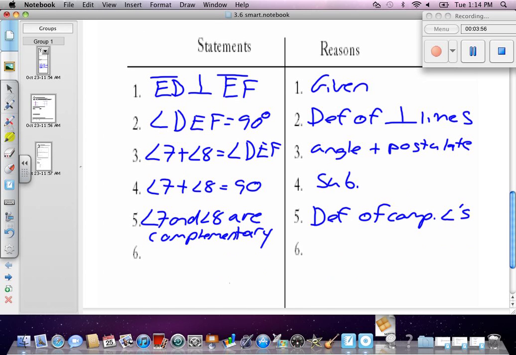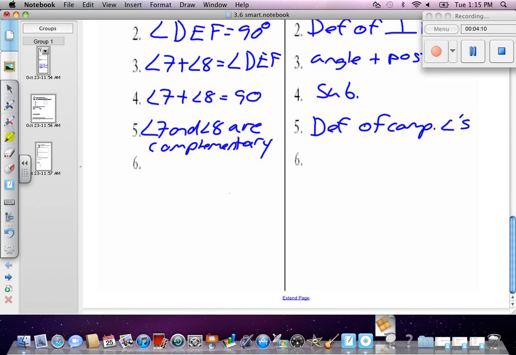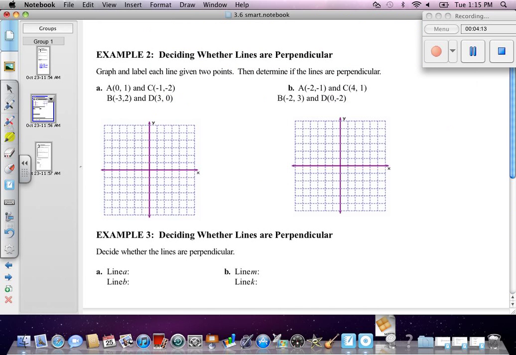So we're going to go down to example 2. So that's our proof, and I believe it is the only one we're going to do. So we're going to move on to example 2. Okay, we're going to plot these points and determine if the lines are perpendicular. We know they're perpendicular if the slopes are opposite reciprocals, right? So we're going to plot 0, 1, and -1, -2.